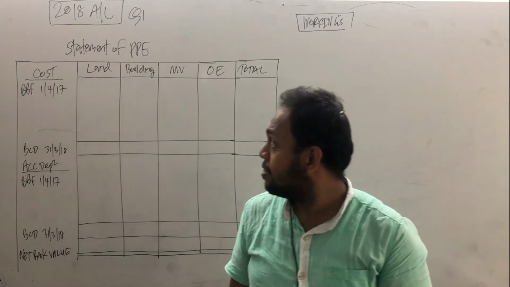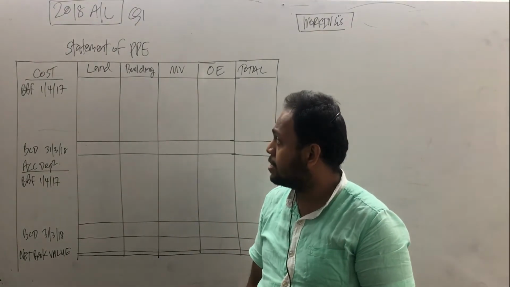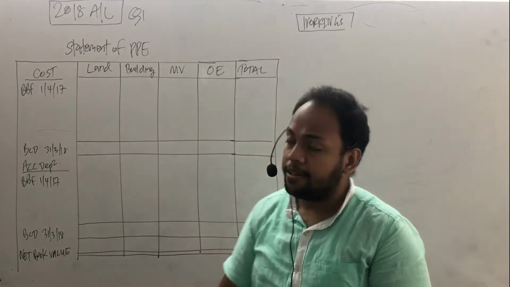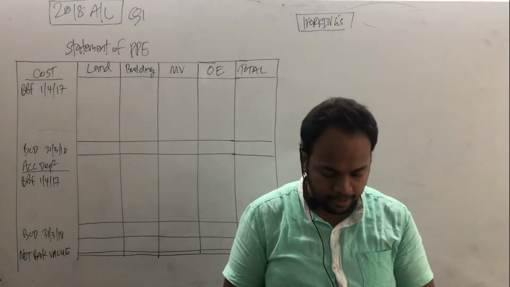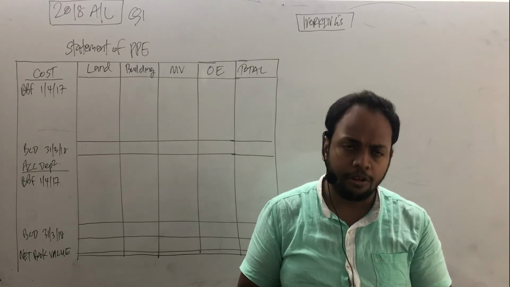Okay, so we'll discuss 2018, the second paper, question number 1, from company final accounts. I'm going to explain the PPE adjustment, right?